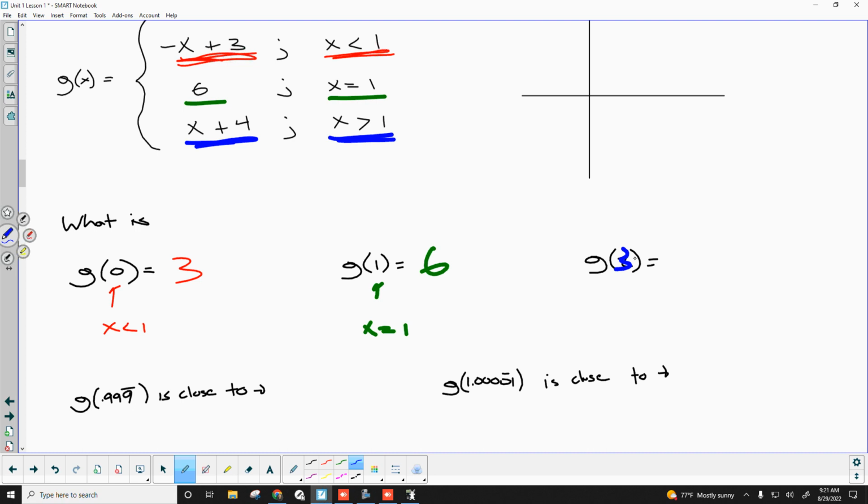If I plug in 3, 3 is bigger than 1. I will plug it into the bottom piece. 3 plus 4 is 7. I just like getting different numbers like that. All right, now to the important question.